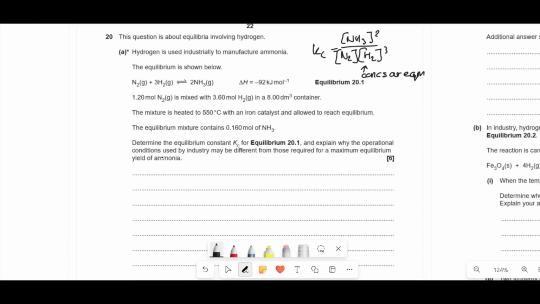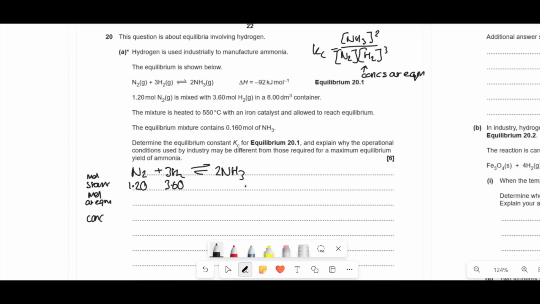So in the same way I was doing the acids and bases thing before, I write out the equation. So N2 plus 3H2 gives you 2NH3. And then I think what's happened at the start, or after the reaction, so at equilibrium, and then I work out the concentration. So these are the moles, and these are the moles. At the very start, they've told you that they're mixing 1.20 moles of N2 and 3.60 moles of H2.